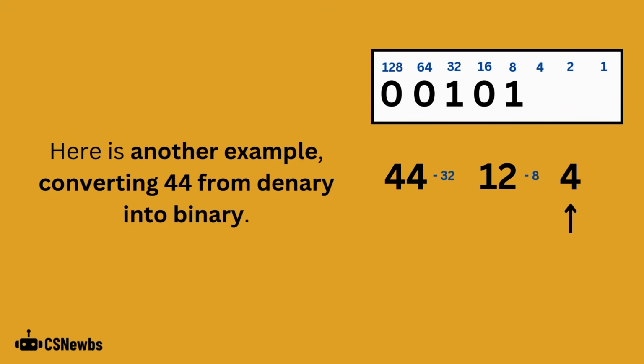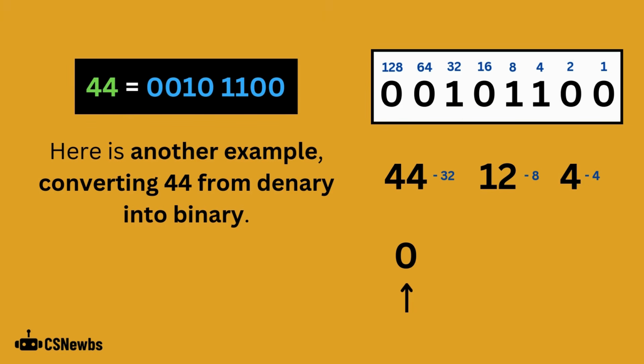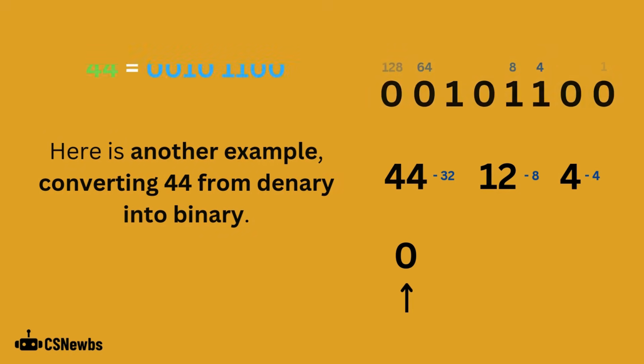8 does fit inside of 12, so we add a 1 beneath the 8 place value and subtract 8 from 12, giving us 4. 4 fits inside of 4, so we add a 1 beneath the 4 place value and subtract 4 from 4, giving us 0. Now that our denary number is 0, we can add 0 to the rest of the place values. The final conversion is complete, and 44 is equal to 00101100.